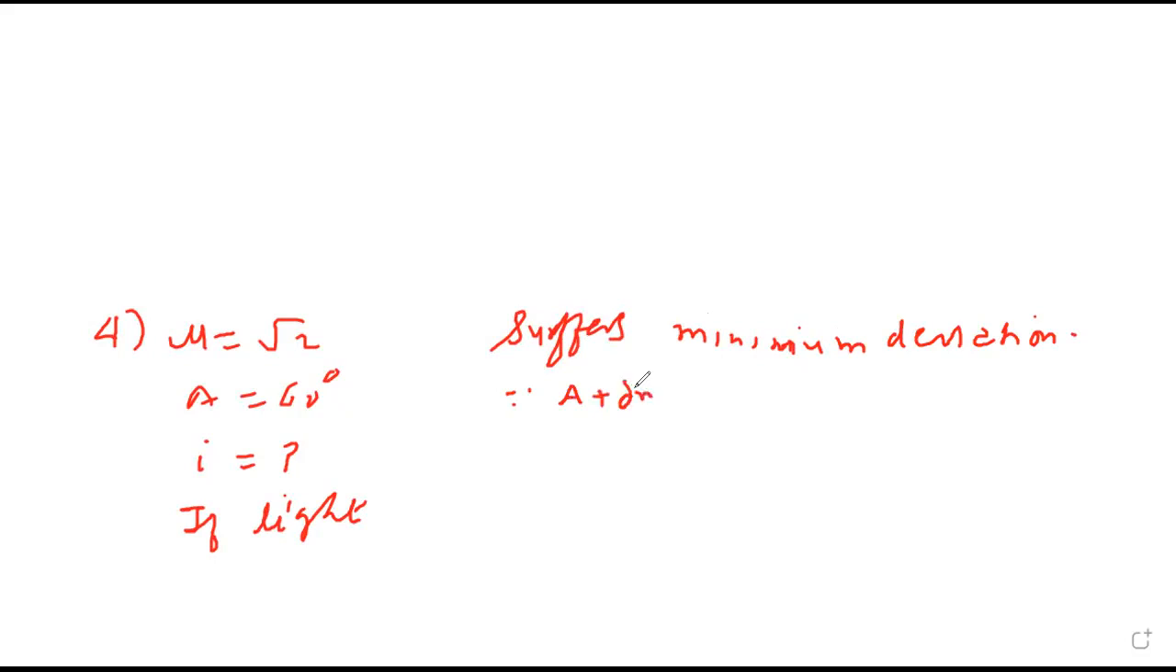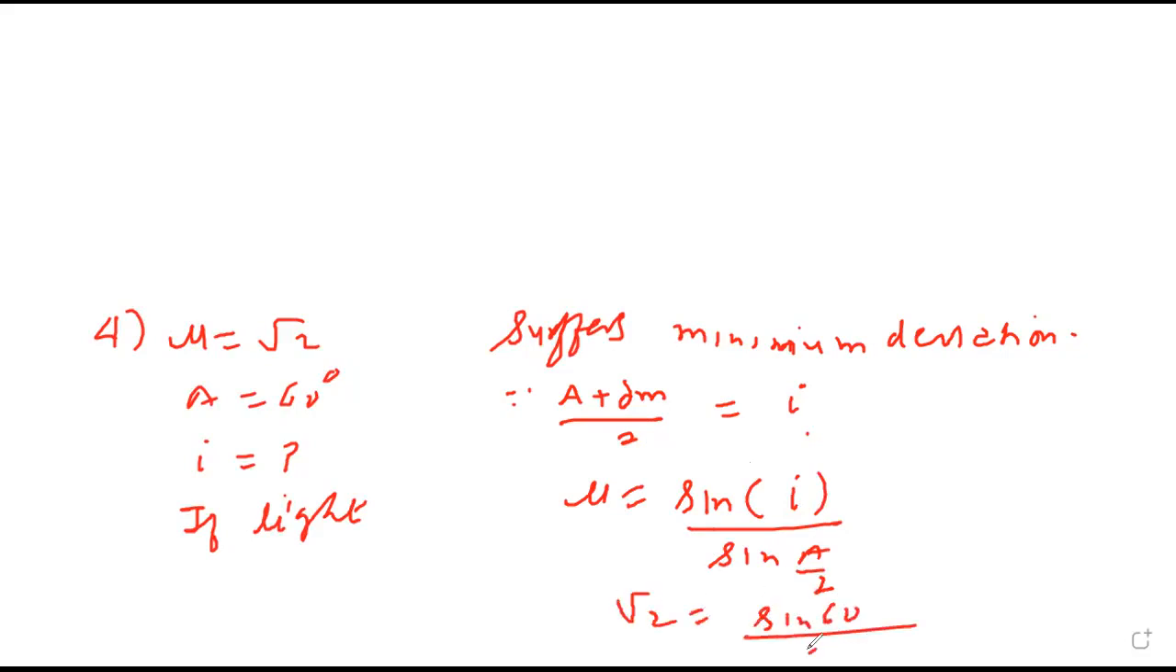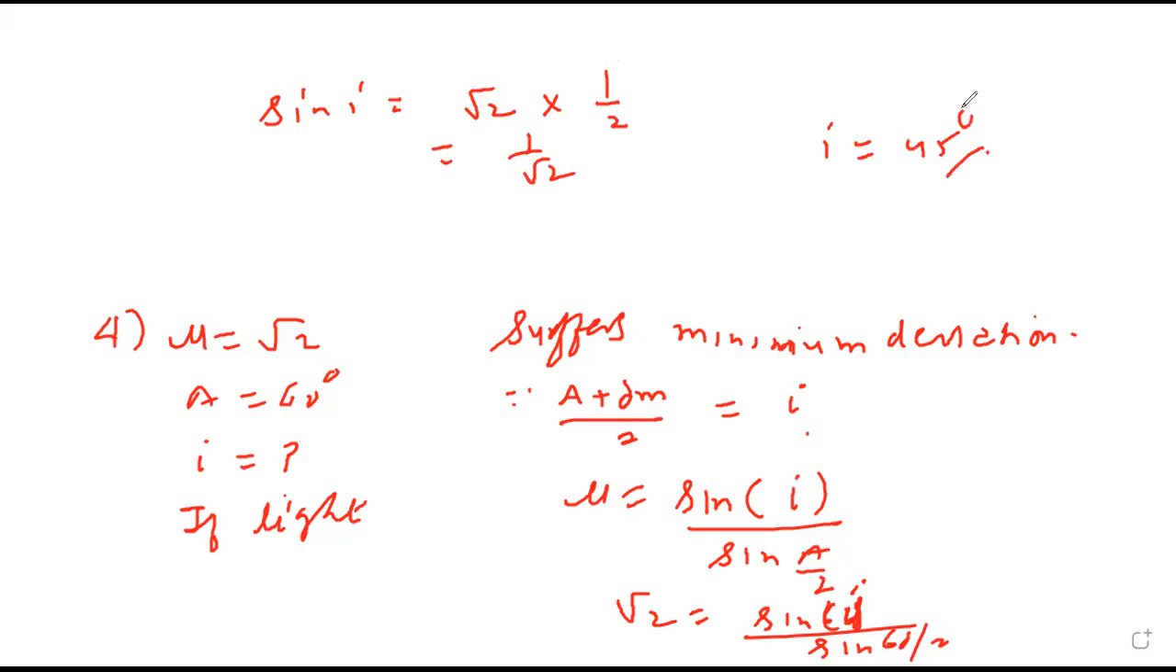A plus delta m upon 2 is nothing but i, correct? A plus delta m upon 2 is i at minimum deviation. Are you remembering this? Now, what is mu? Mu is sine of (A plus delta m) upon 2, which is sine i, upon sine A by 2. So root 2 is sine i upon sine of 60 by 2. So sine i is root 2 times sine 30, and sine 30 is half. So we get sine i is 1 upon root 2. Therefore, i will become 45 degrees. Understood?